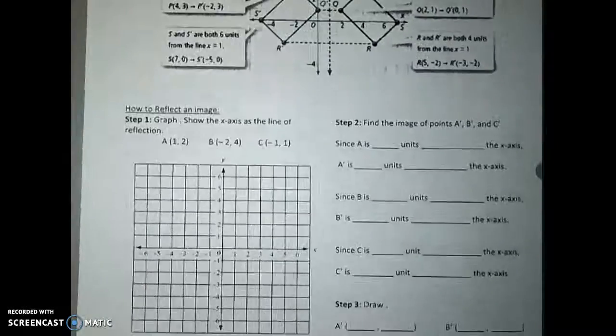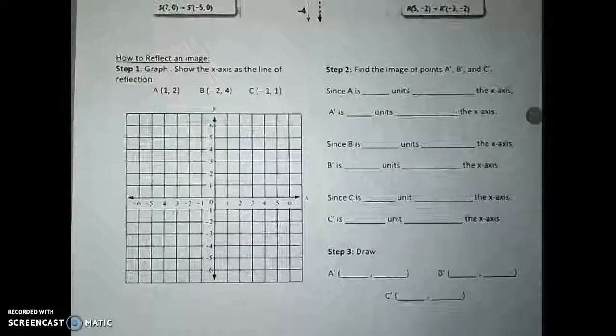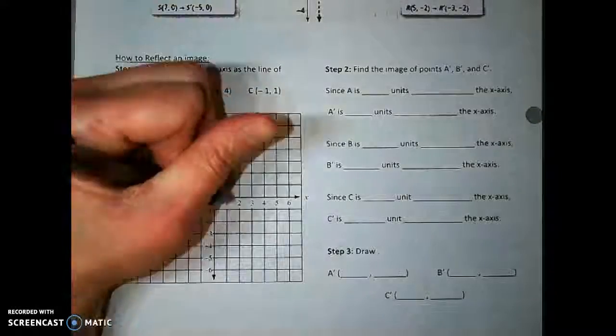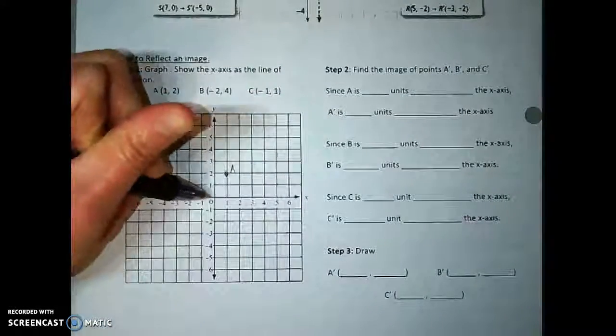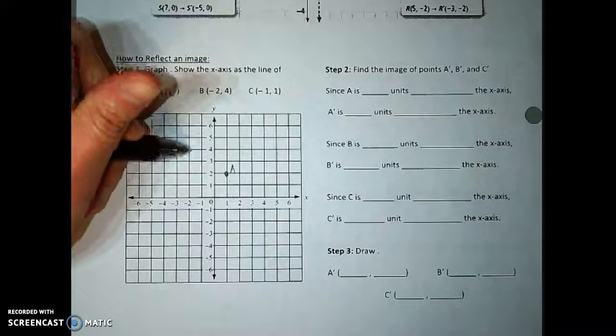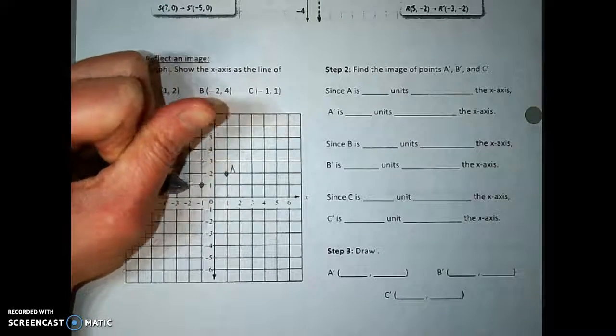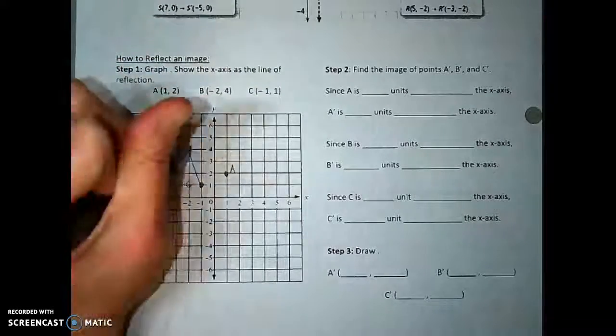So we're going to look at an example of how we reflect an image. Our first step, just like when we did translations, is that we want to start off by plotting our points. In this case, they're asking us to use the x-axis as the line of reflection. So I'm going to go ahead and plot my points. I have A at 1, 2. So that's going to be A. B is at -2, 4. And then C is at -1, 1. And then we want to connect that to make a triangle.